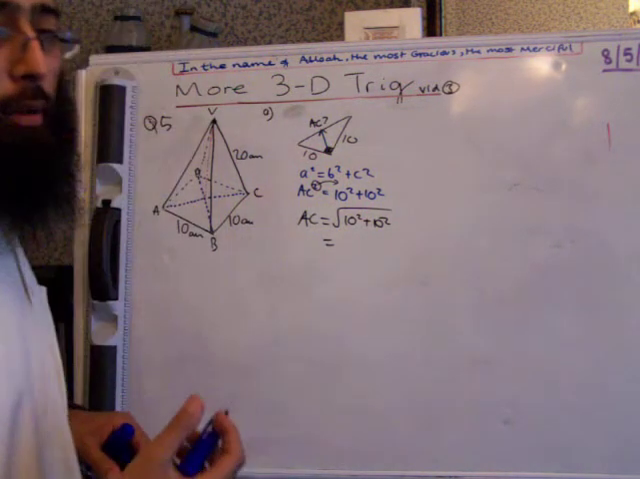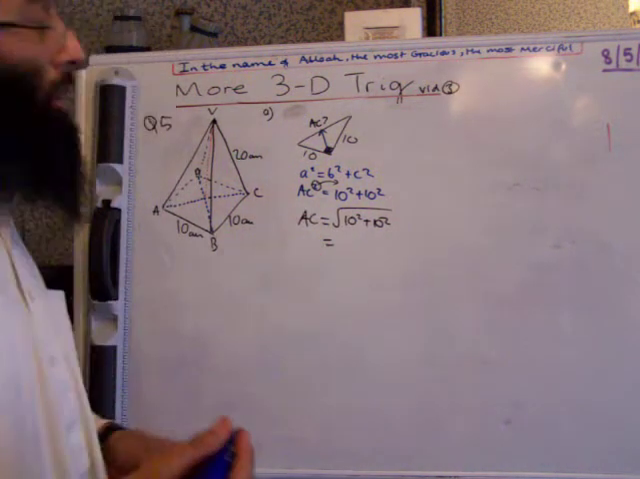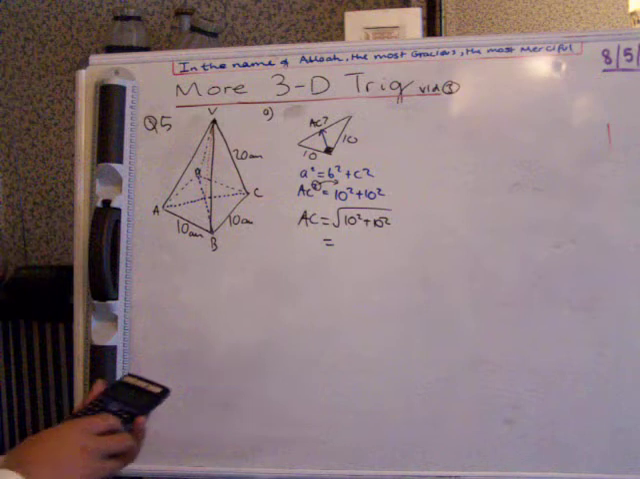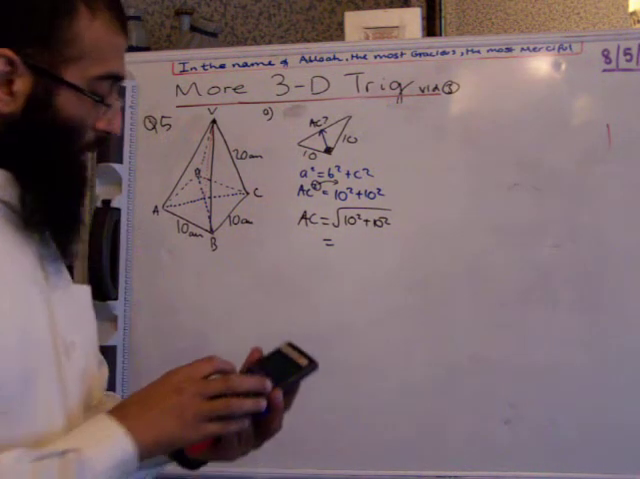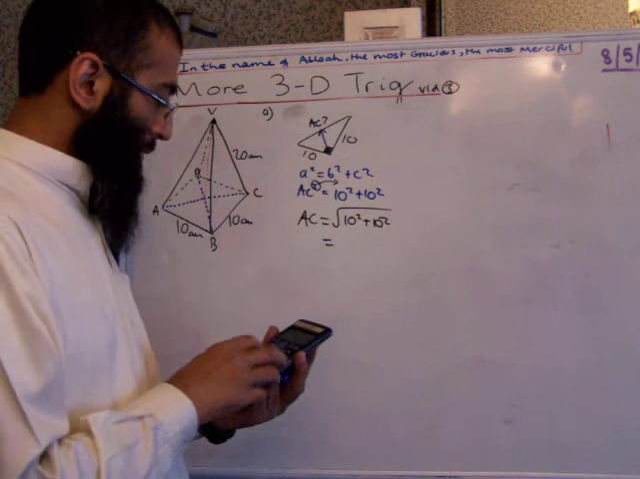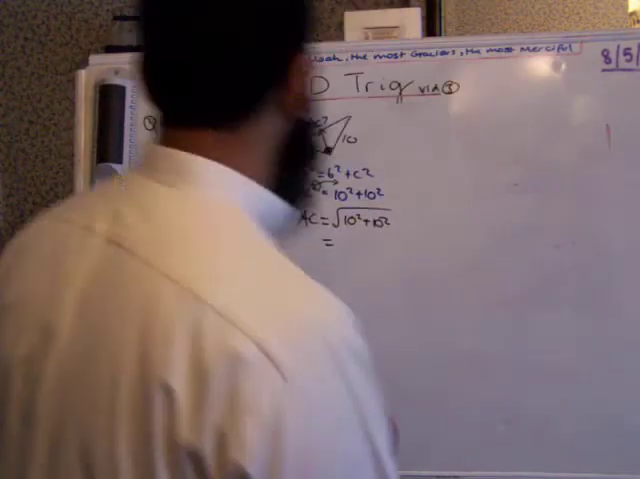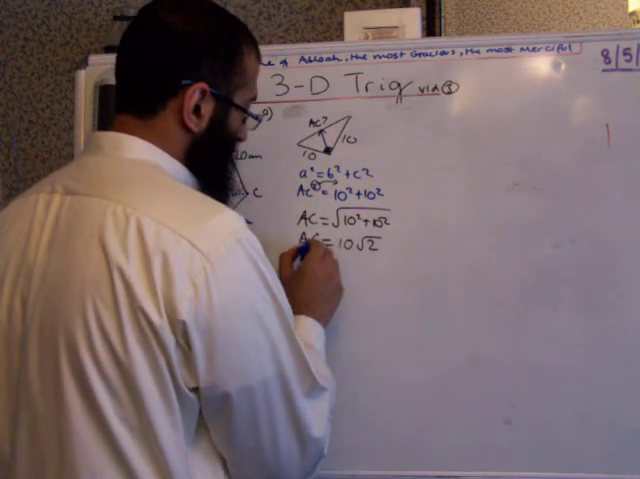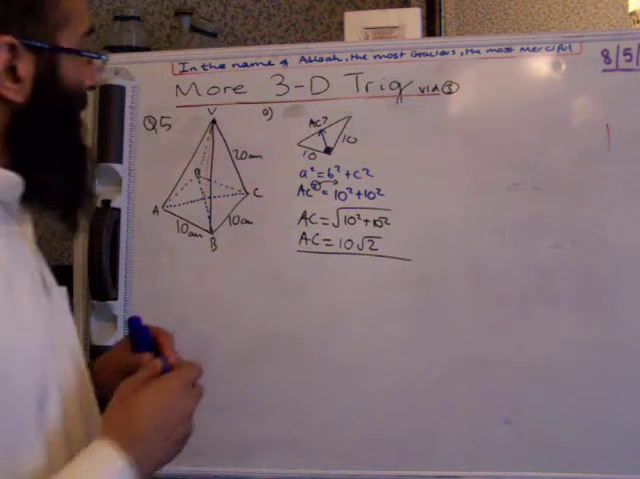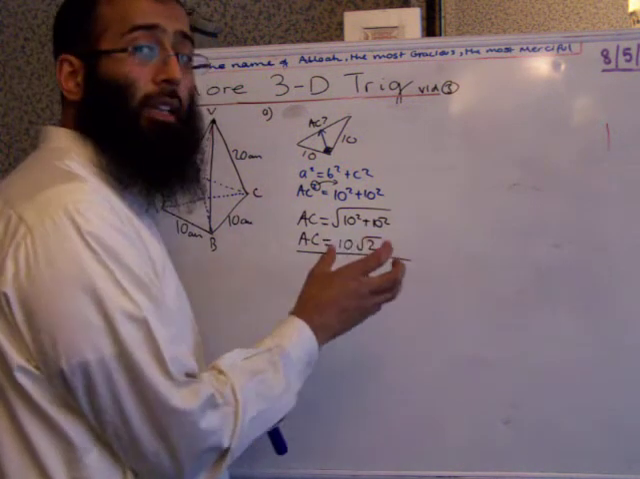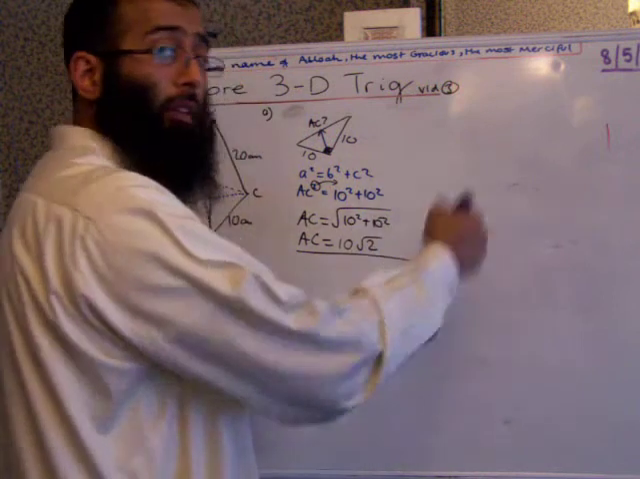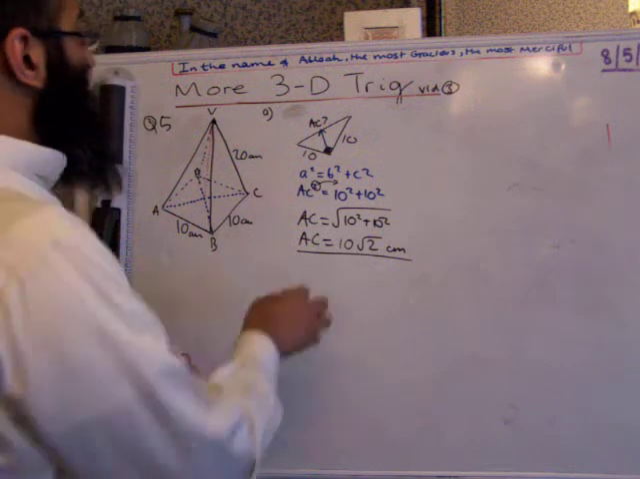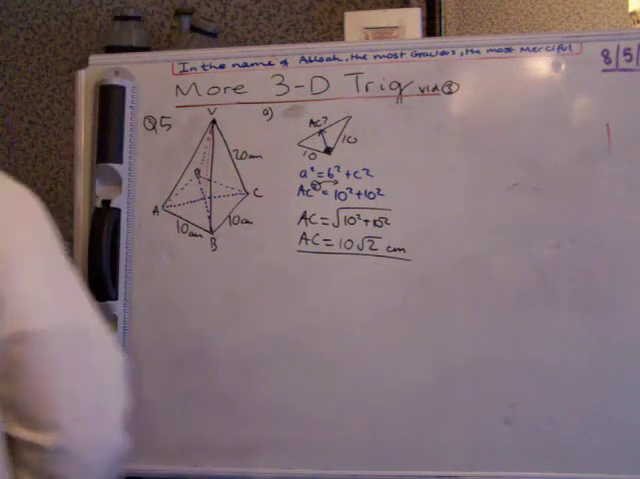Okay, now 10 squared will give you 100, another 10 squared will give you another 100, so we've got to work out the root of 200. So in our calculator, we're going to do the square root of 200. That gives you 10 root 2. As I said before, I like to keep the root in the answer for the moment, especially when you start reusing these values in another part of the question. So we have AC is equal to 10 root 2. Right, that's the first part done.